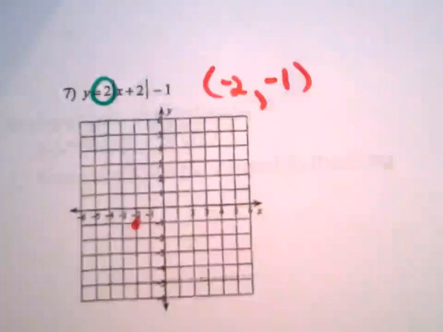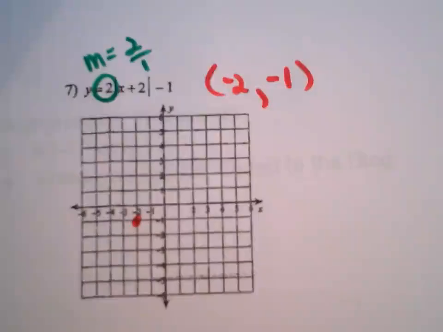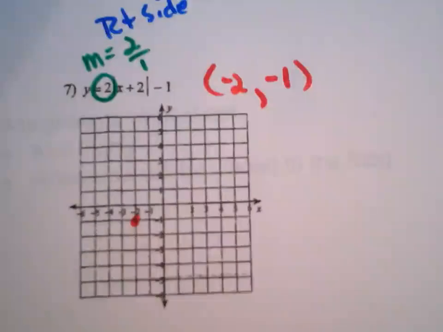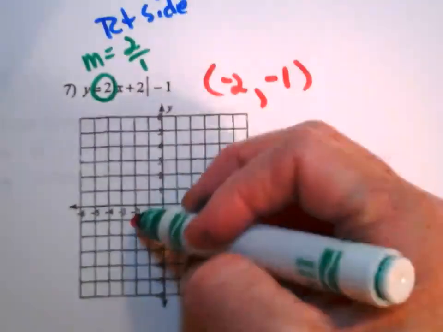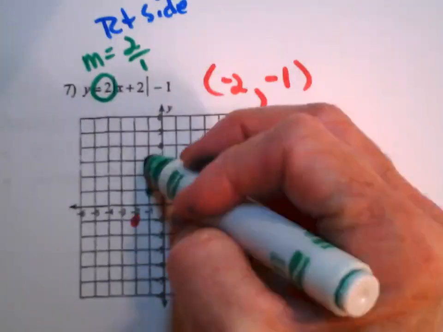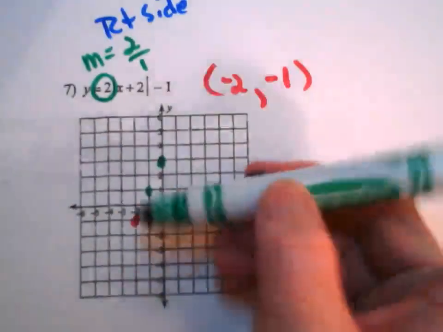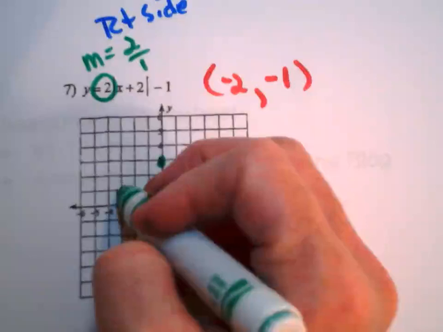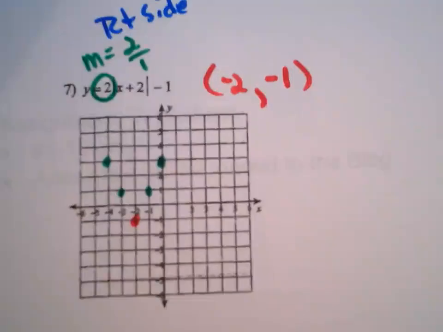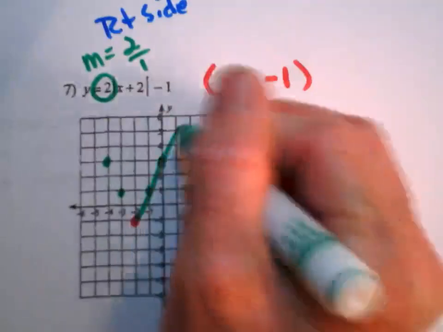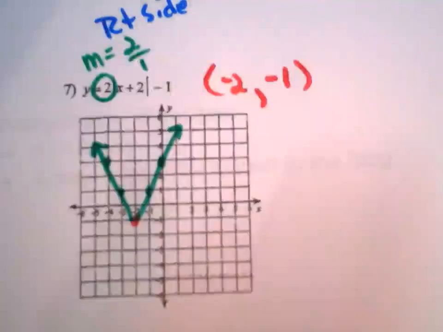Let's find the slope of the right-hand side. The slope is 2 over 1. Remember, this is the right side. So from the vertex, we're going to go up 2, right 1, up 2, right 1. So it's a little steeper with a slope of 2. And so we'll mirror that. We'll go up 2, left 1, up 2, left 1. So you got 5 points. And that's how you graph absolute value.